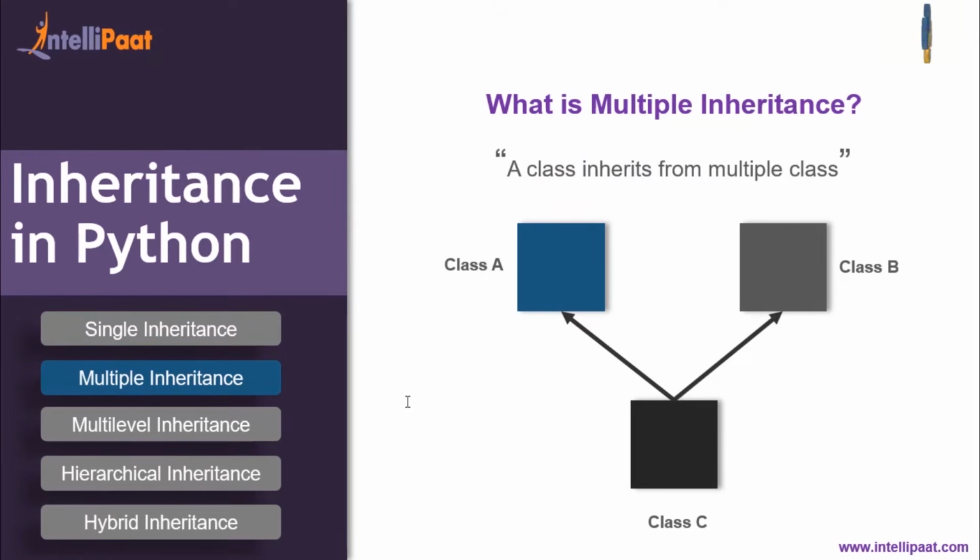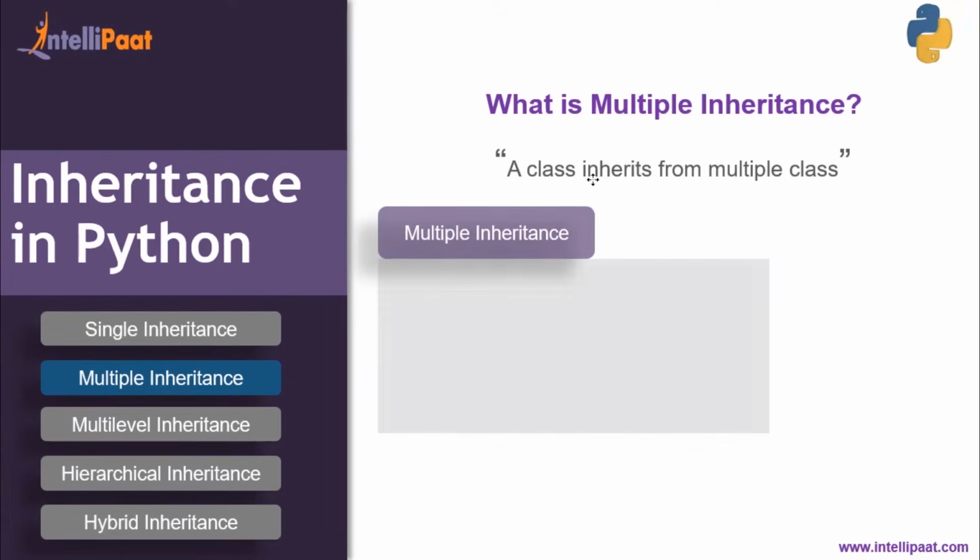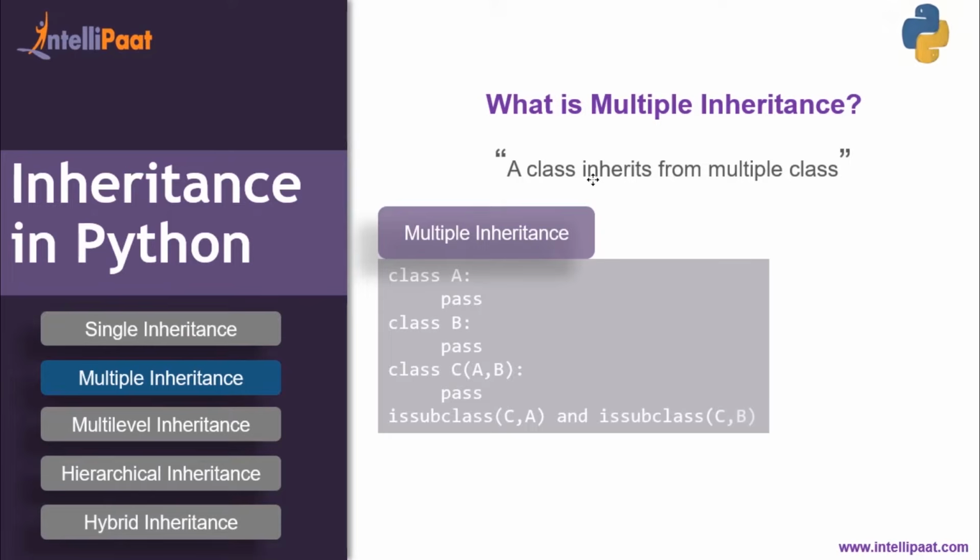Next is multiple inheritance, that is, one class inherits from multiple classes. For example, you can see here you have two different classes like class A and class B. So class C will acquire the properties of class A as well as of class B. Let's see an example. Multiple inheritance, we have class A, class B, and class C.